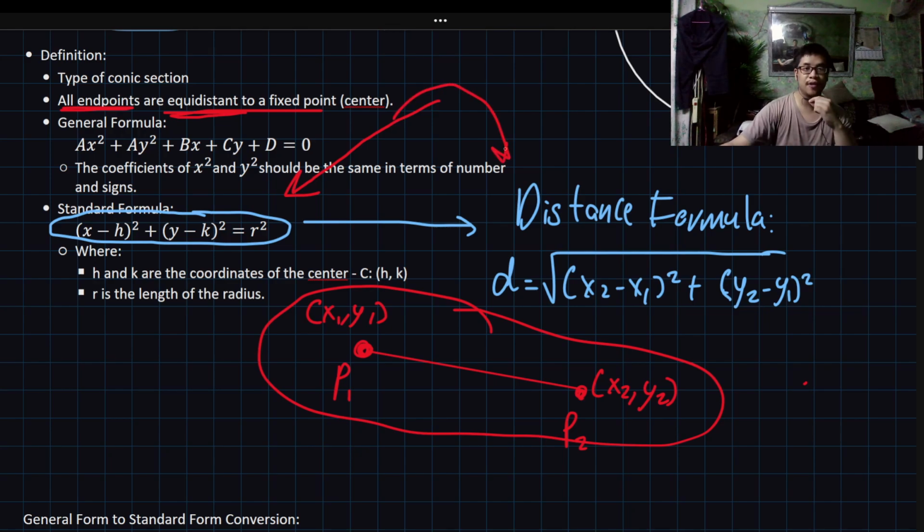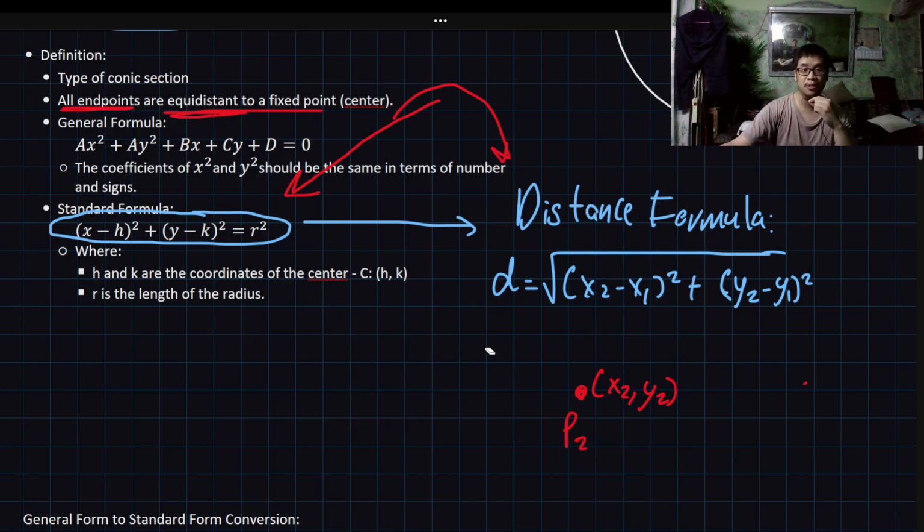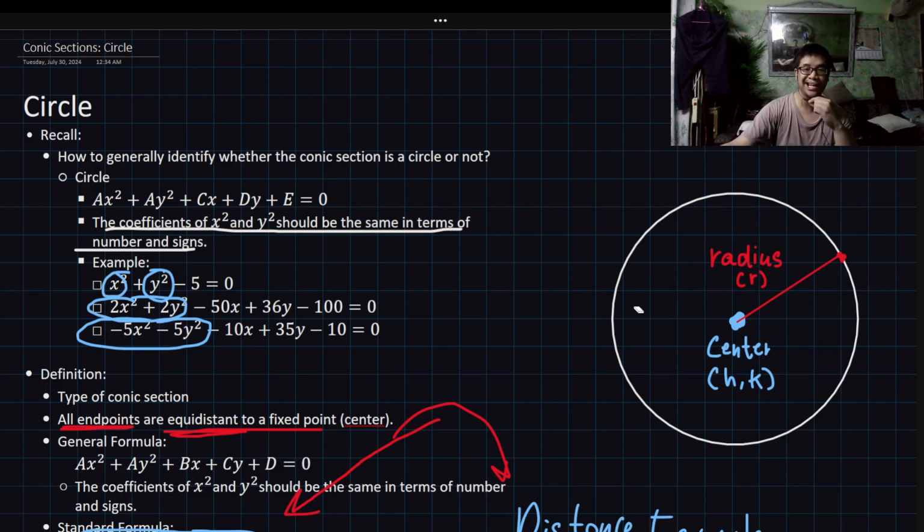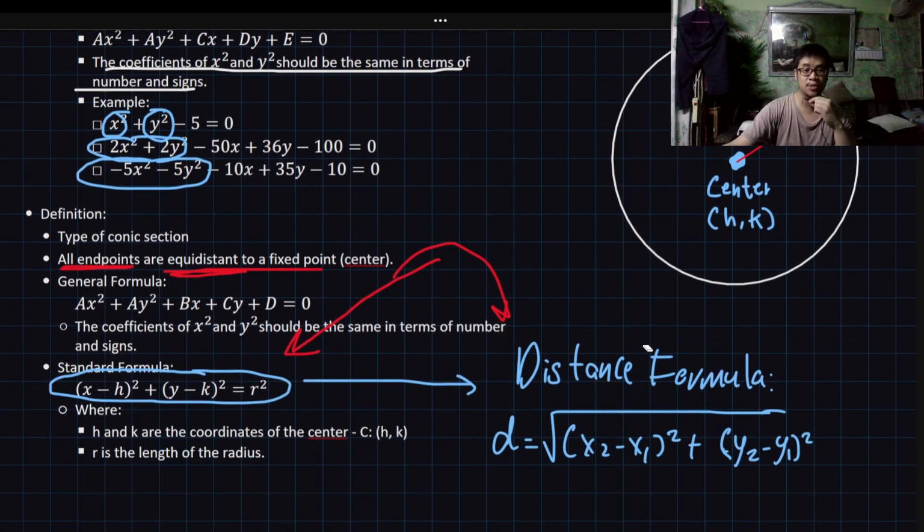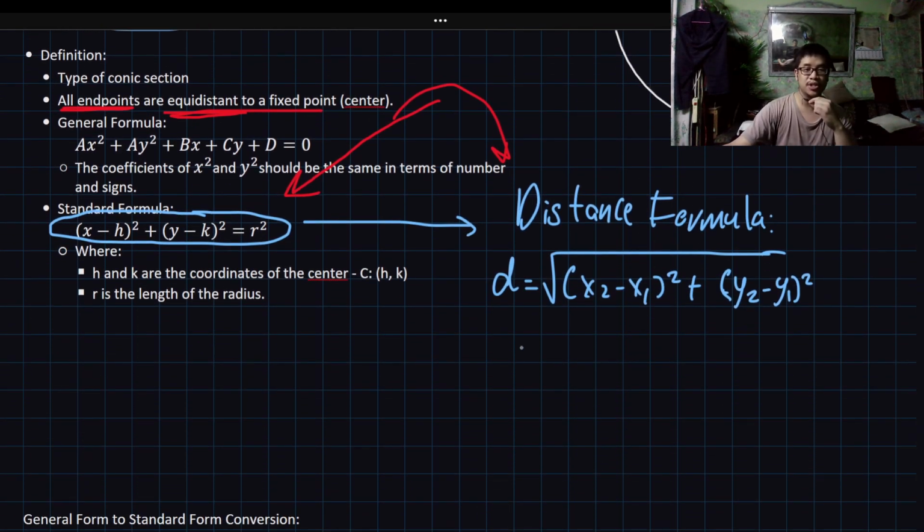It's derived from the distance formula because their formula is actually similar. In fact, it's geometrically related to this part. So here's the thing. Let's just say that you are drawing a circle. This one, this is the center.